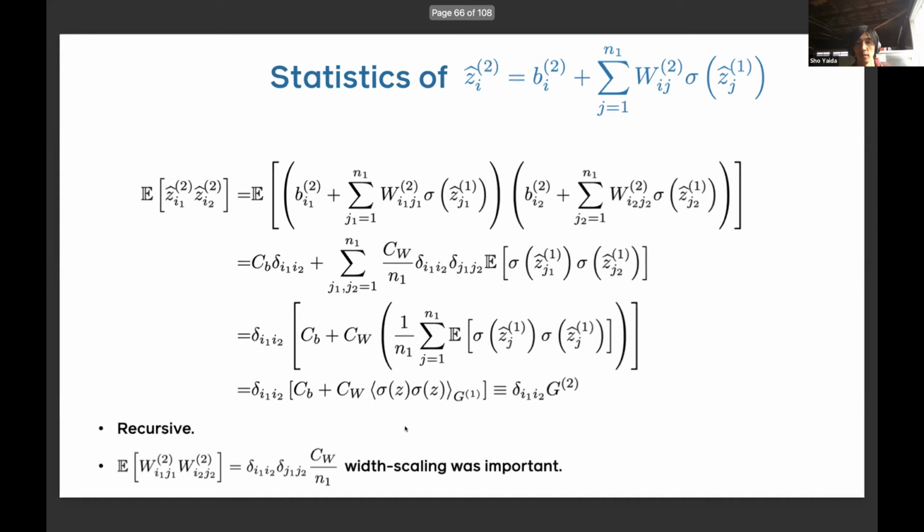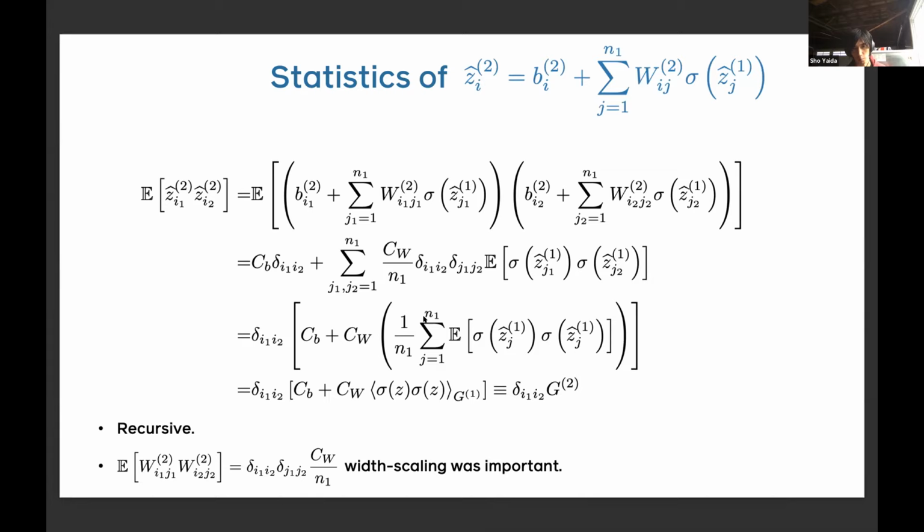Cool. And note that this is kind of recursive, in that G2 in the second layer is expressed in terms of the Gaussian expectation in the first layer. And more importantly, this scaling of the initialized model parameter was important. This 1 over n scaling was important because if I had not divided by n, then there would be n terms contributing equally, and as n becomes large, it would dominate this second moment and give a really wide variance. And if I made it 1 over n squared or something, then it would have just vanished. It doesn't contribute anything, so it would have been just zero. So dividing by n was the right balance.